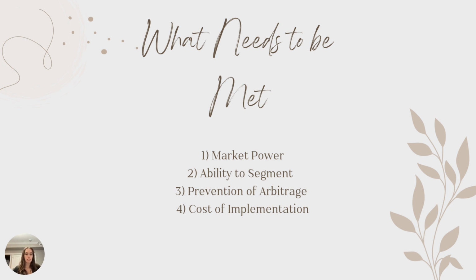Firstly, a business needs to have market power, which gives them the ability to set the prices rather than be price takers. Second, they need to be able to segment their market, meaning they need to be able to divide the customers into groups based on their willingness to pay. Third, they need to be able to prevent arbitrage, which means preventing people from buying the goods at a low price and selling them for more. And fourth, the cost of preventing the arbitrage and segmentation in the market needs to be lower than the additional revenue that the business would be getting.